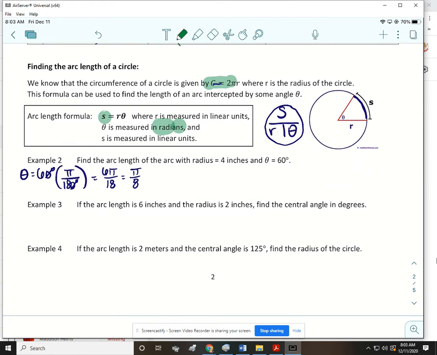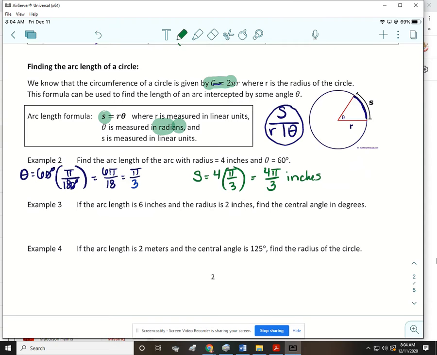All right, so once we get our theta in radians, we'll just take our radius and multiply it by that angle. Oops, I wrote the wrong thing. It should have been 3, not 8. Okay. And when we multiply, we'll just multiply across the numerator and multiply across the denominator. And so that's 4 pi over 3 inches. Now the unit of your arc length is going to match the unit of the radius. So inches to inches.